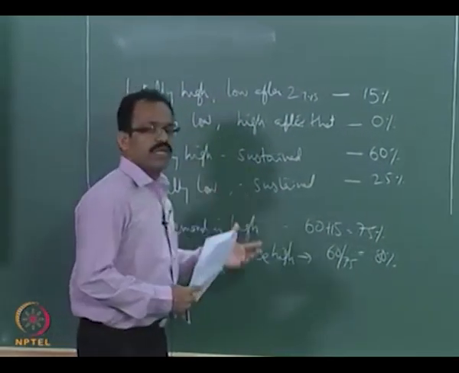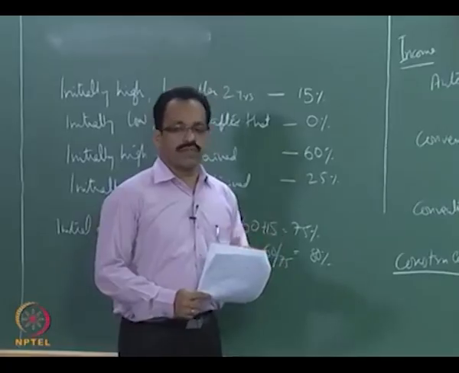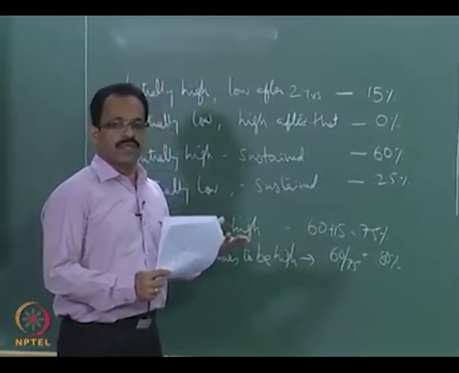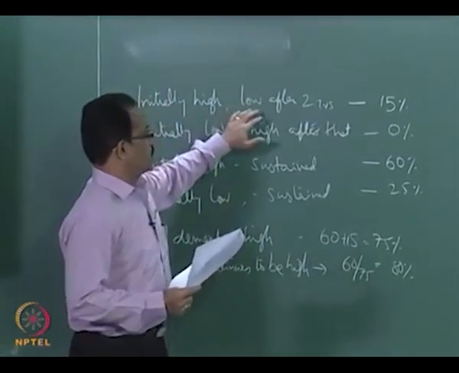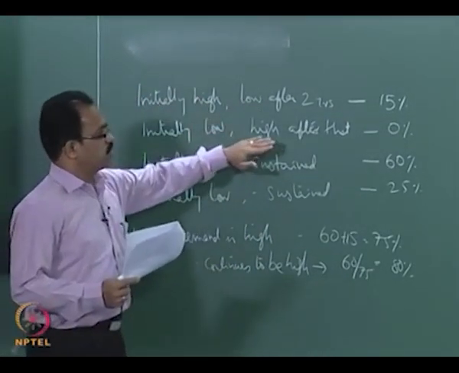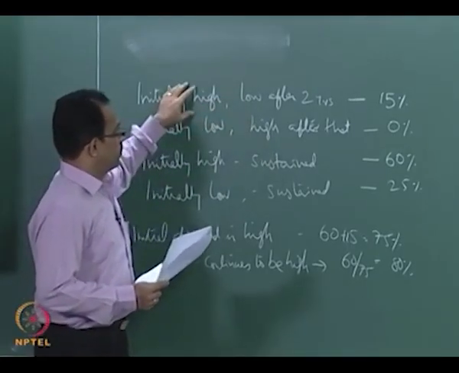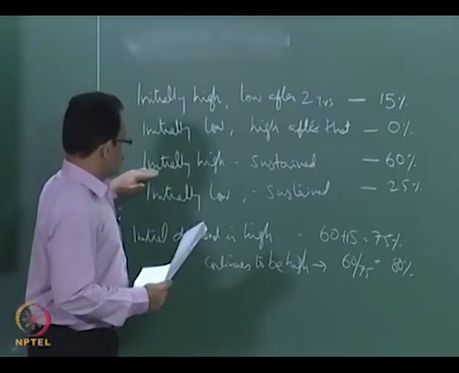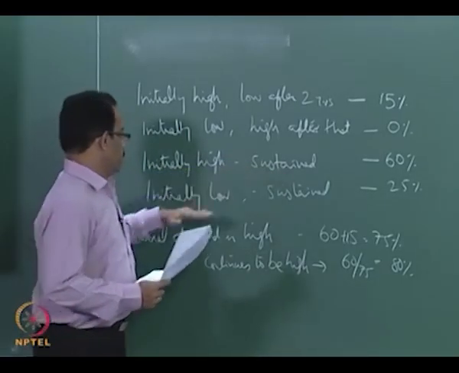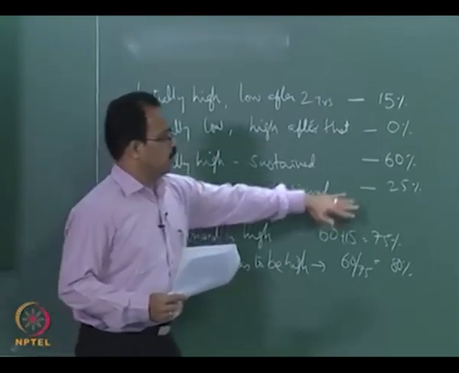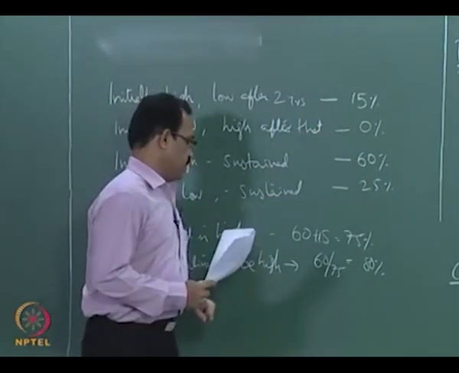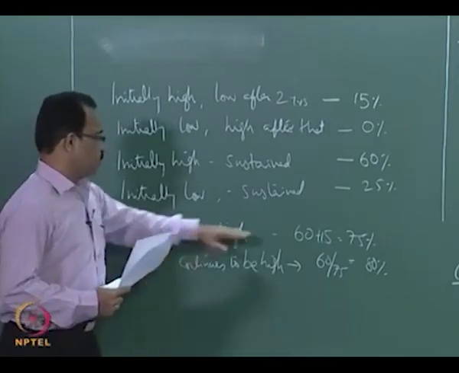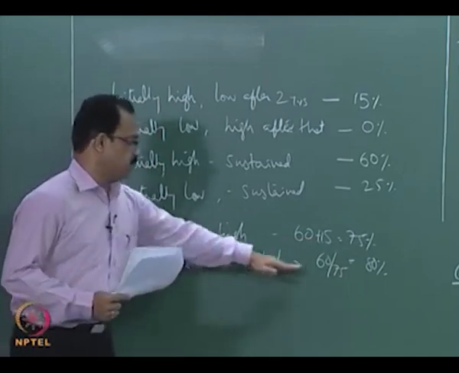So we have to make a decision whether to go for an automated plant or a conventional plant. If you start an automated plant, you can have continuously high demand for the product, or you can have high demand initially and then low demand. If you go for a conventional plant, then again you have initially high demand which is sustained, and initially low demand which is sustained. And you can again identify that the chance that initial demand is high is only 75%, but it continuing to be high is 80%.